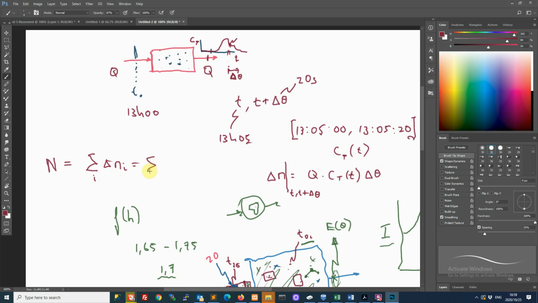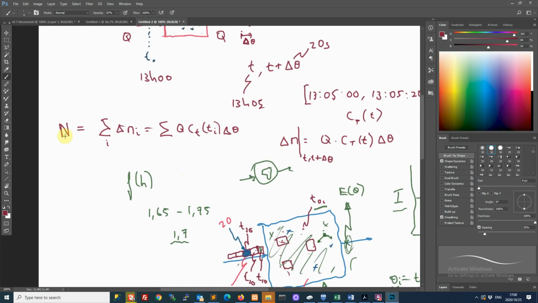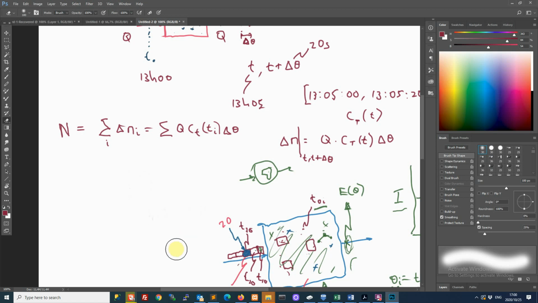So it's the sum. Now Q we are assuming is going to be constant. CT we know is changing. CT, and this is at Ti, so the concentration of tracer for the ith interval, and then delta theta. Let's assume we are taking the same delta theta all the time. Right, so this is the total amount of tracer that was originally in the system, and now this is the amount of tracer that's left over in the system.